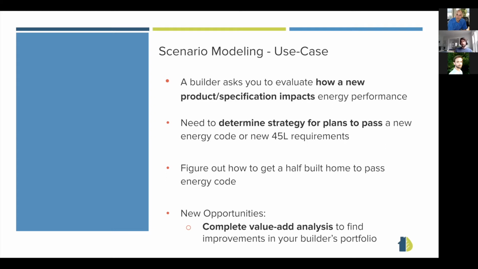The other thing you could be doing is they may say, we want to pass this new IECC energy code, you know, 2021, or any new 45L requirement. And you need to help them understand what their options are to achieve those plans. So you'll probably pick up a representative energy model, figure out how it passes, and say, this energy model passed with this. So most likely the other energy models in your portfolio will also pass doing these things.